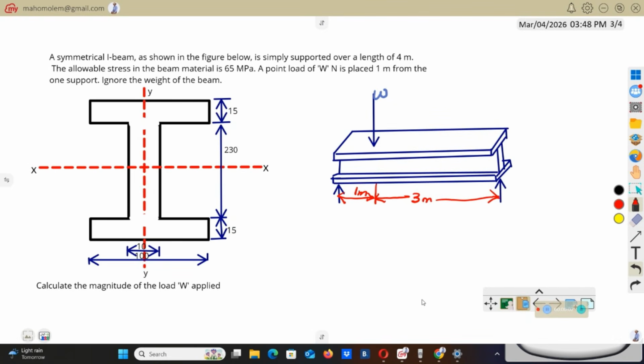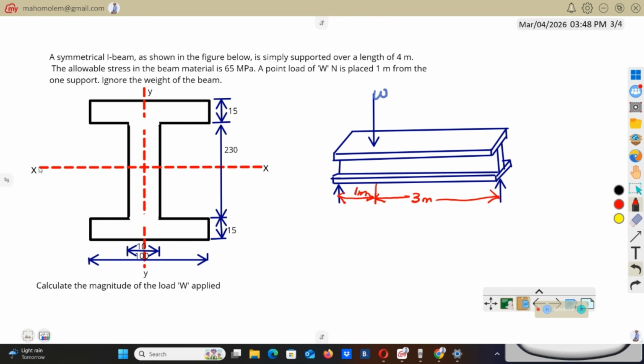Good day. Today, let's check a problem about a beam. A symmetrical beam, as shown in the figure below, is simply supported.